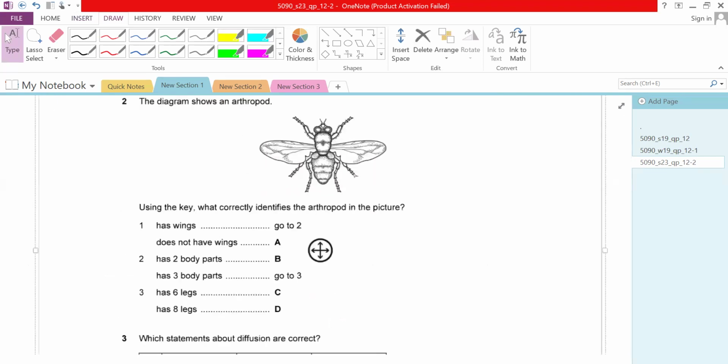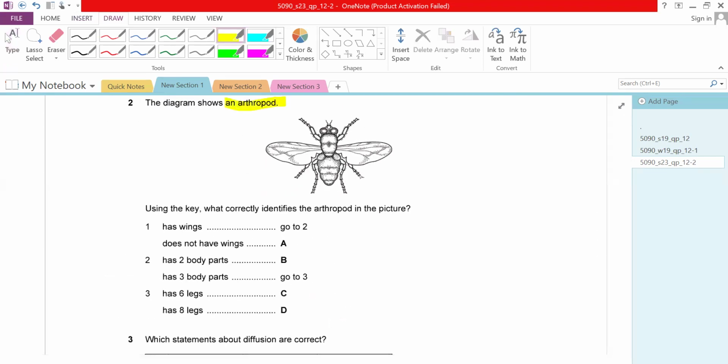Question number 2. The diagram shows an arthropod. This is the diagram. This is an arthropod. Use the key to identify the arthropod in the picture. You have to use the key, see the picture and identify the arthropod. Has wings? Yes, it has wings. These are its wings. Go to 2. This is 2. Has 2 body parts. So it would be B.